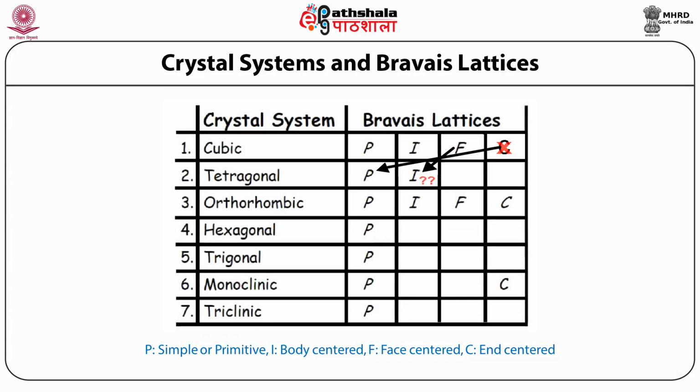P corresponds to simple or primitive, I to body centered, F to face centered, and C to end centered. All the 7 crystal systems exhibit the primitive Bravais lattice, whereas the body centered exists for cubic, tetragonal, and orthorhombic. Face centered is in cubic and orthorhombic, whereas end centered exists for orthorhombic and monoclinic crystal systems.